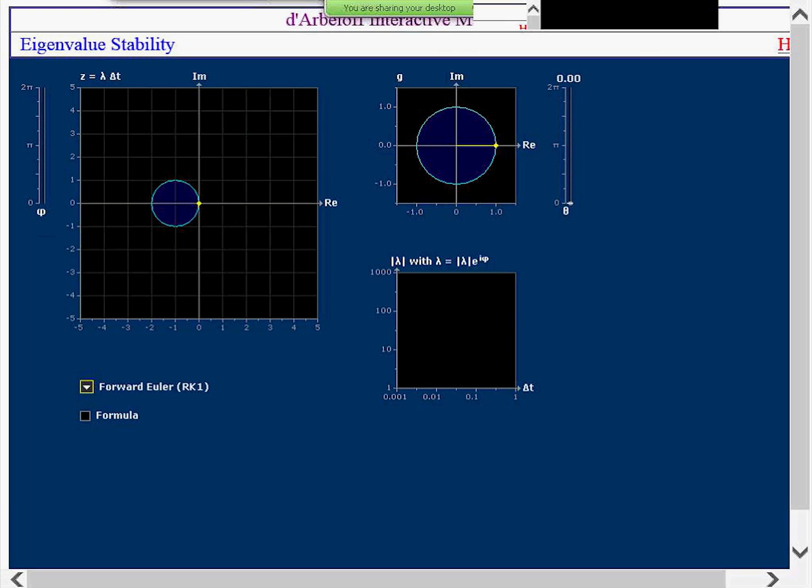All right. So let's look at here. Imagine this one is lambda delta t, right? But imagine your lambda is taken over here. If your lambda is, let's say, minus 3 plus 4i, can forward Euler be stable? No.